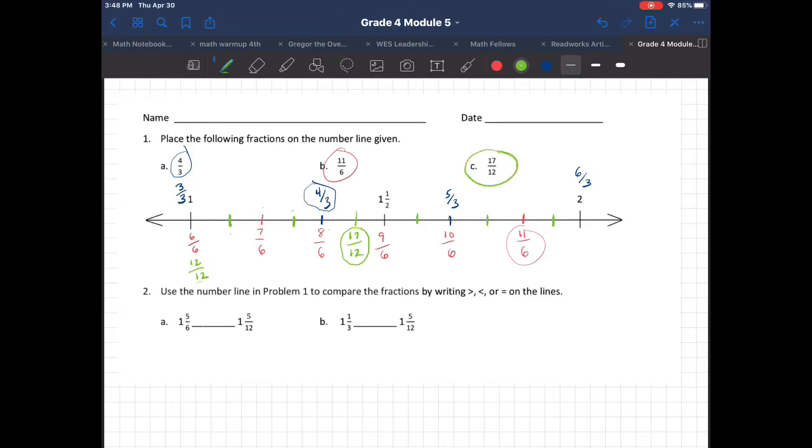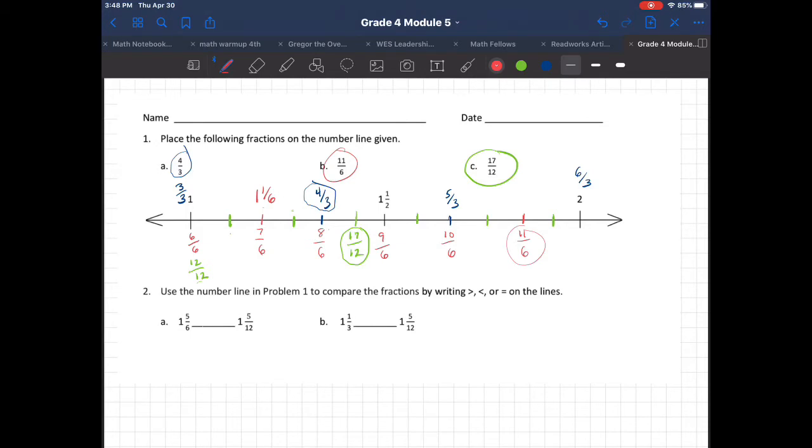So I kind of prepped this a little bit to know where these things were. If any of this doesn't make sense, pause it and think about this for a minute. Make sure that you understand why I put the marks where I put them and why 17/12 is there. And you might want to think, if this is 7/6, it's also 1 and 1/6. So maybe think about the mixed numbers that go with these improper fractions.